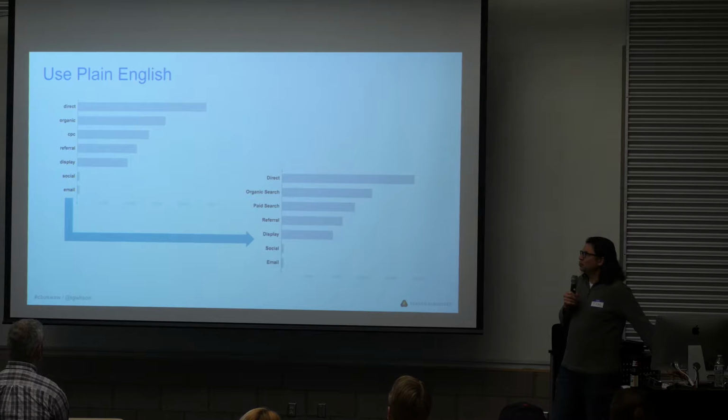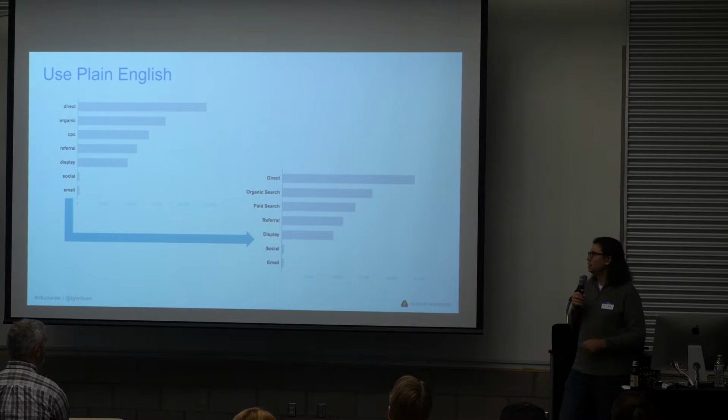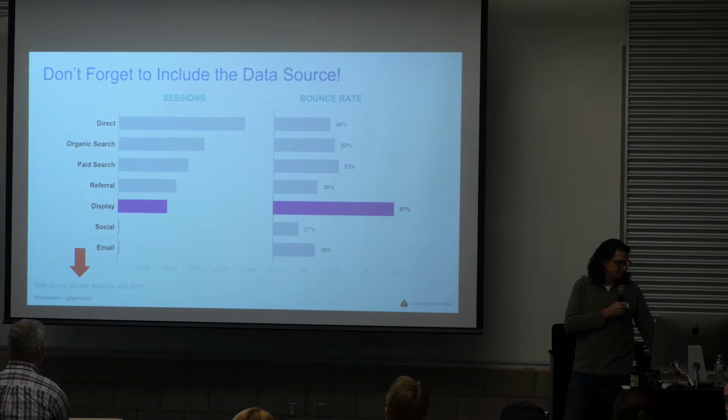Quick one, use plain English. I get really annoyed with analysts who say, "Well, I just exported from Google Analytics and that was the medium value." I'm like, yeah, but do all your stakeholders just intuitively see CPC and know that's paid search? They may know it, but why make them think about it? Spend the time to make your labels as intuitive as possible to your audience.